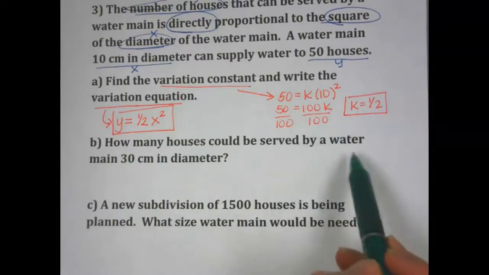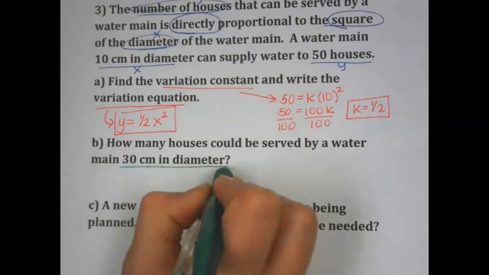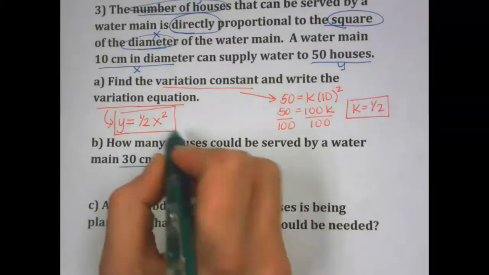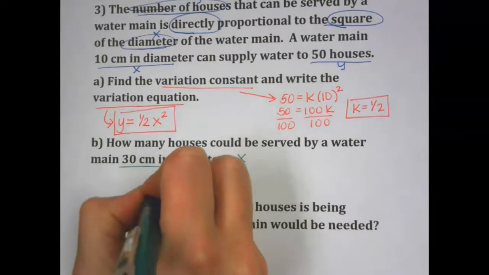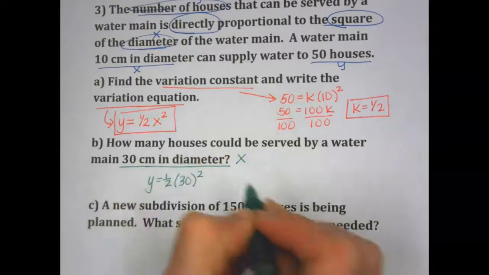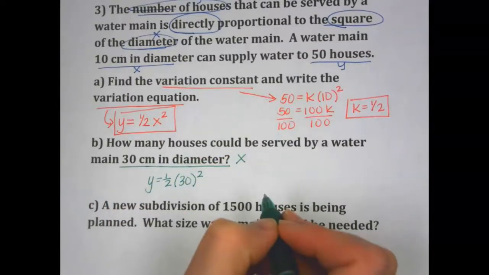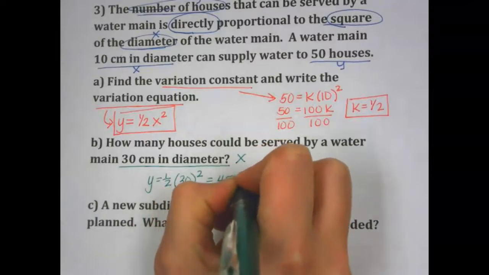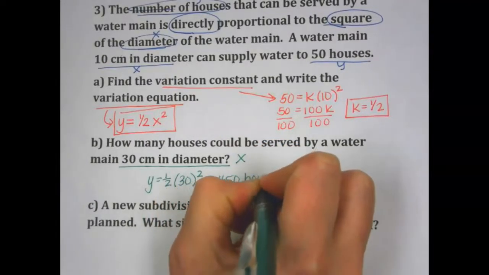How many houses could be served by a water main 30 centimeters in diameter? So the diameter is our x, so I'm going to put that in for x. y equals 1/2 times 30 squared. And if I calculate that, I get 450 houses.